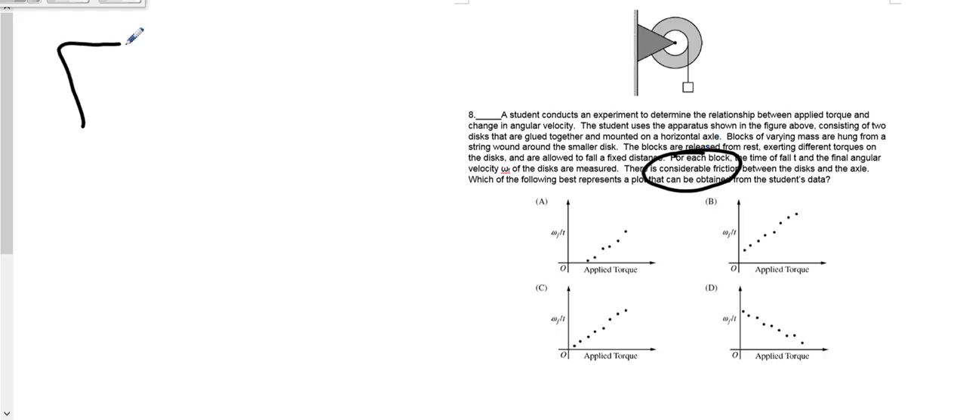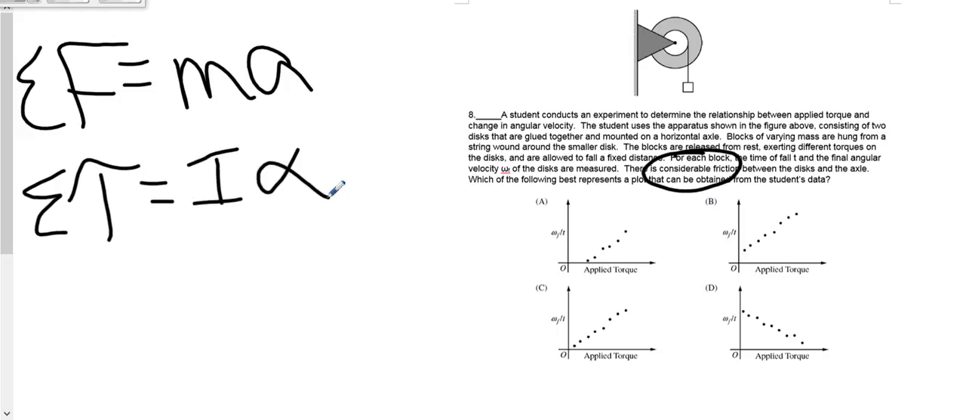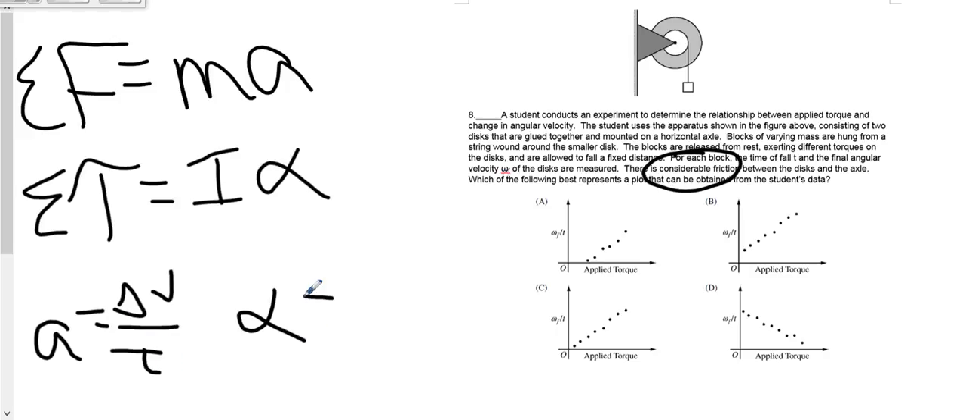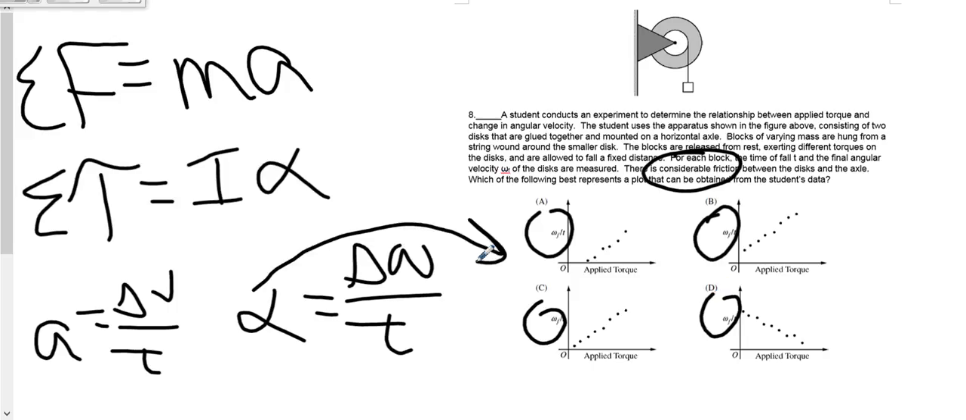We know that net force produces an acceleration, so that means net torque produces angular acceleration. We know that acceleration is change in linear velocity over time, so angular acceleration is simply change in angular velocity over time. So you look over here on the y-axis. The y-axis is literally omega over t. So the y-axis is just angular acceleration. So this is a Newton's second law problem.